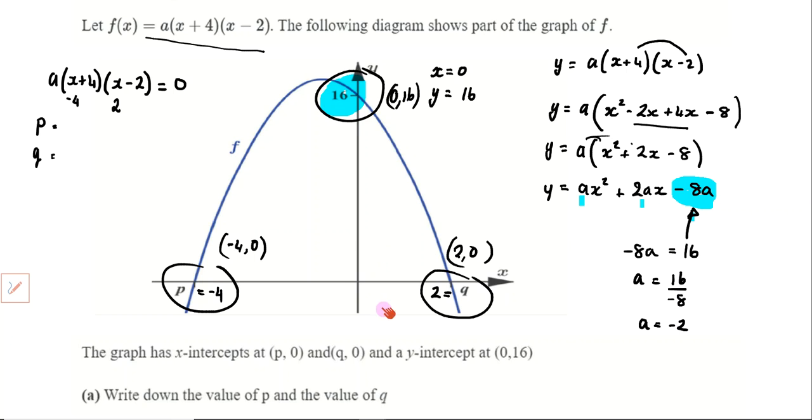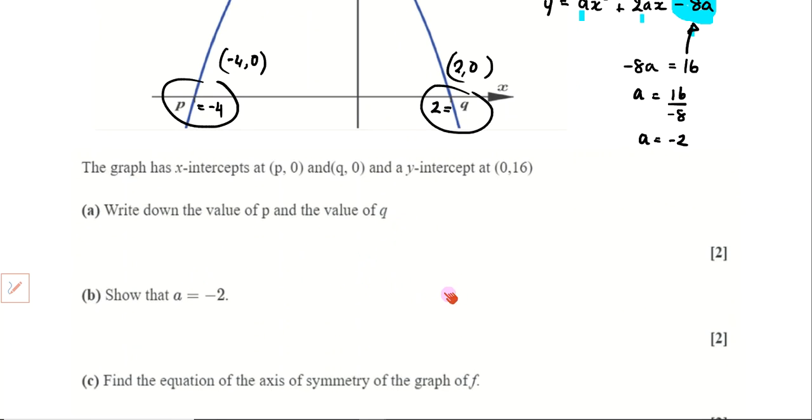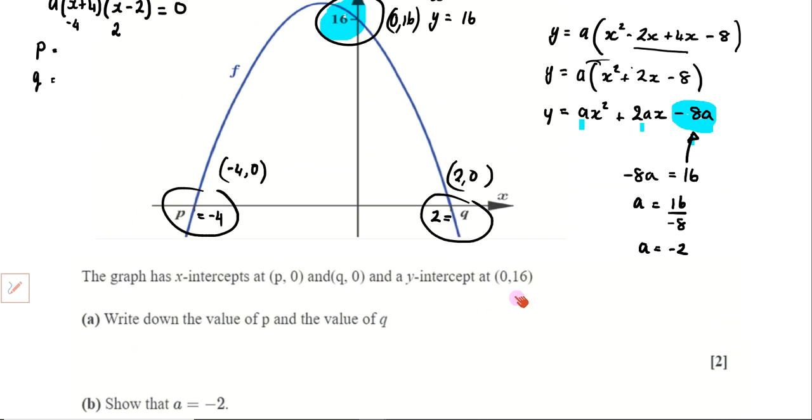All right. So we've shown that a is negative 2. All right, are you writing that down? Should I wait for you?